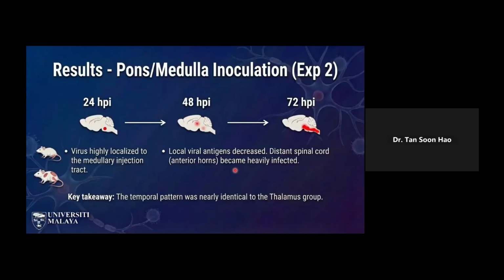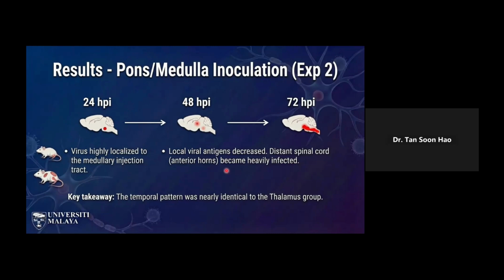So next we move to the second experiment, in which we inject the virus directly into the pons and medulla, which is the hot area for infection in both mice and humans. Similarly, at 24 hours, the virus is highly localized at the medullary injected tracts. We found the needle tracts all over the place. At 48 hours and 72 hours, the local viral antigens decrease and the distant spinal cord anterior horns become heavily infected.